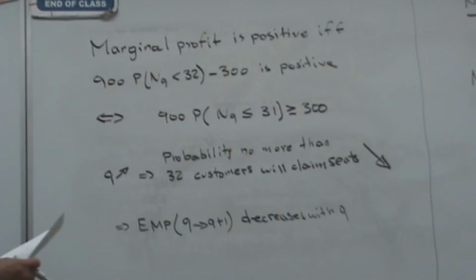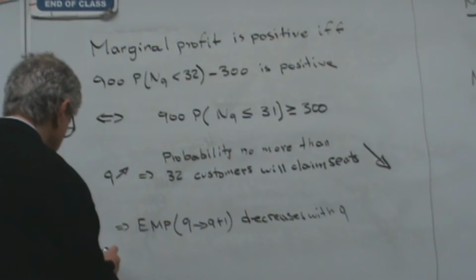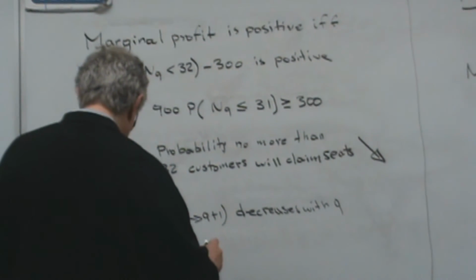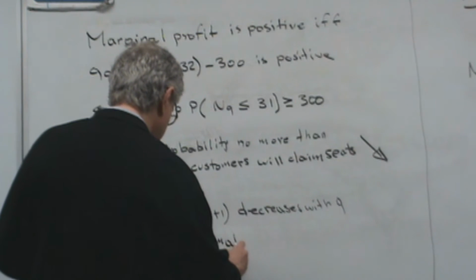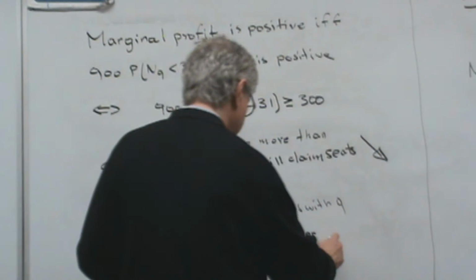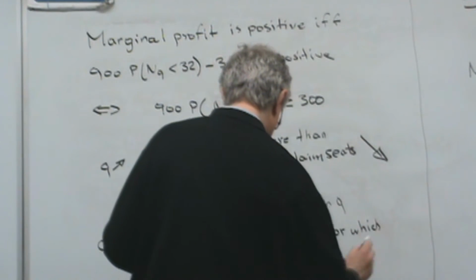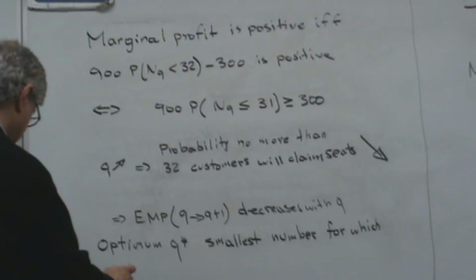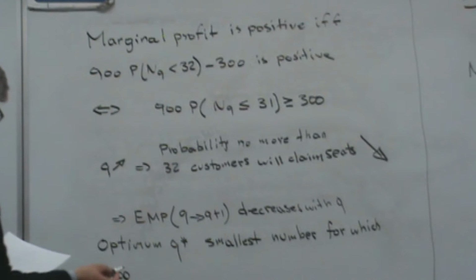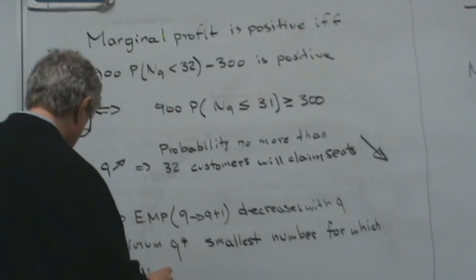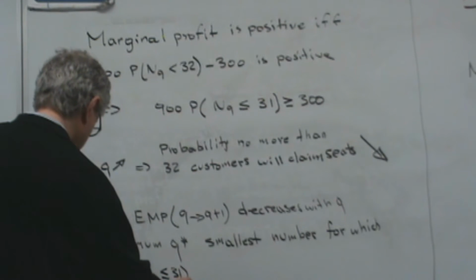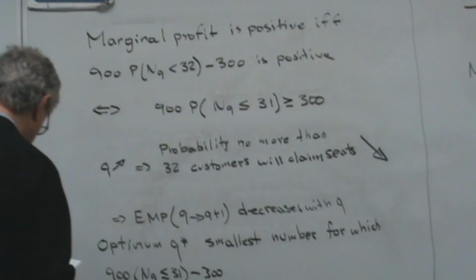Okay? So, the optimum Q, which will be denoted by Q star, is the smallest number for which the expected monetary profit, the additional monetary profit, is positive.